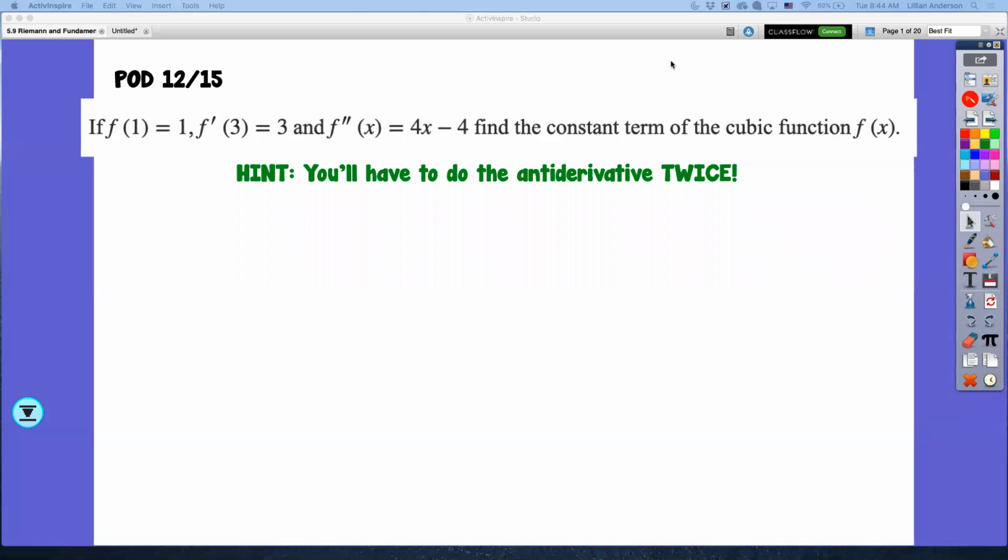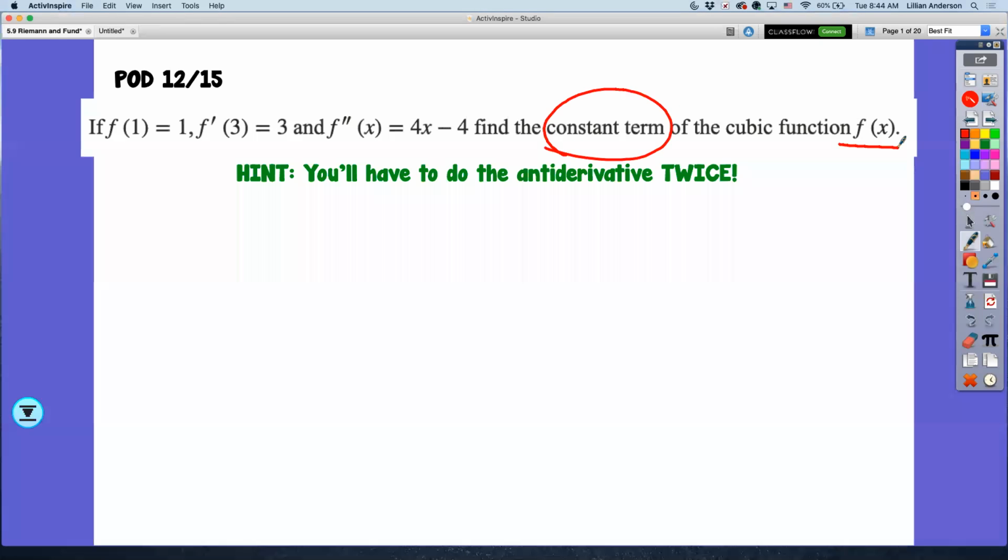So if f of 1 equals 1, f prime of 3 equals 3, and f double prime is equal to 4x minus 4, find the constant term. So we're looking for the constant term of the cubic function f of x. So we need the original and we need the constant from the original.